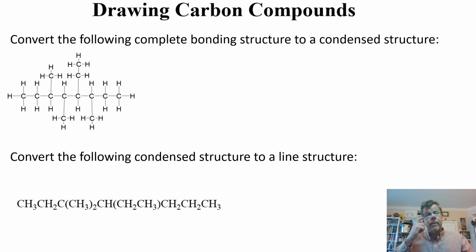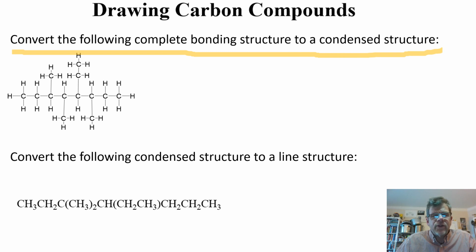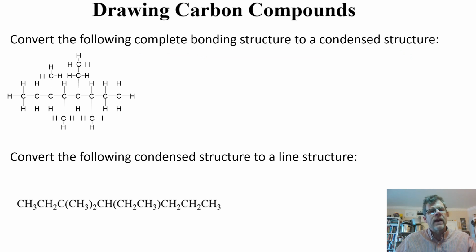So let's look at some more complex examples, if you will. How about convert the following complete bonding structure into a condensed structure? Remember, we have 3 different ways of drawing these carbon compounds now, and the idea is, can we convert one into the other? Going from this complete bonding structure into a condensed structure, we follow the underlying parent carbon chain. The way this is written, it would be very helpful just to run it straight across like this. We'll look at each of these different carbons throughout.